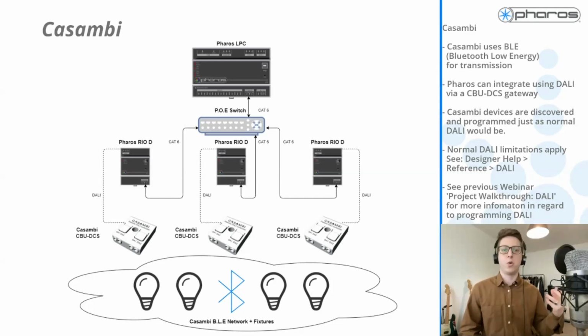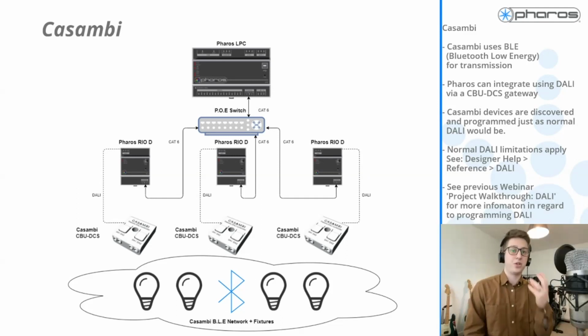So you'll need a Rio D or TPC EXT combination to do that. You'll need a Dali port. And then you'll obviously need the Casambi Dali gateway, which is displayed on screen as well. Obviously, we'll then just send Dali-based commands to the Casambi system. The Casambi system will then relay that information to its fixtures. And obviously, that will be your method of control.